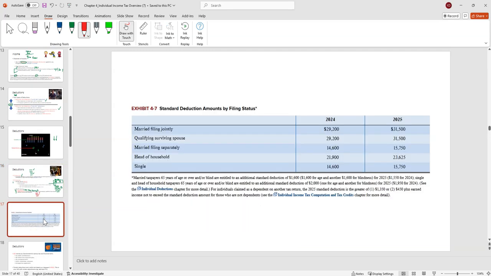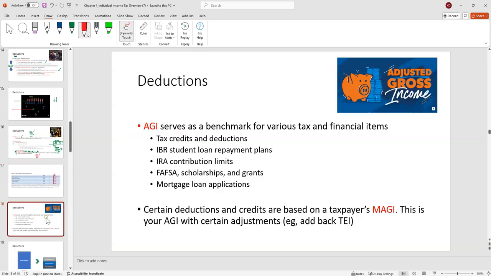Here's the standard deduction. Again, don't memorize this, but maybe if you're doing the homework or something like that, here's where you can find those numbers. Right, when we talk about it, right, we said you have your gross income, you do your above the line deductions or those adjustments, and that gets you your adjusted gross income.